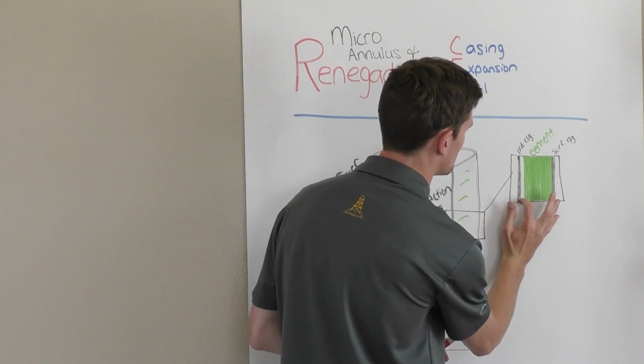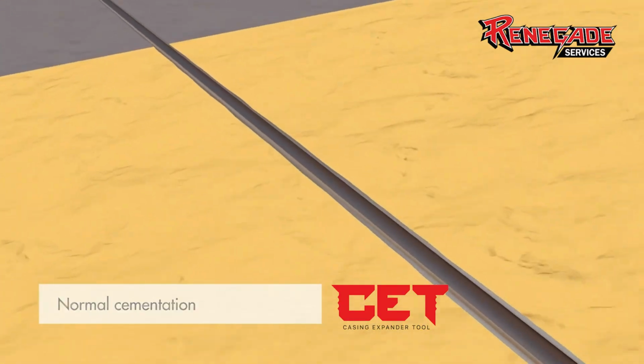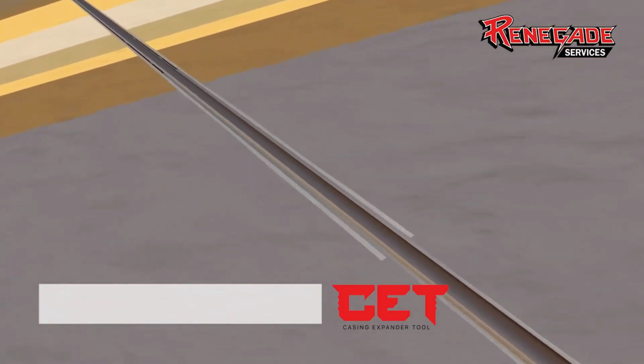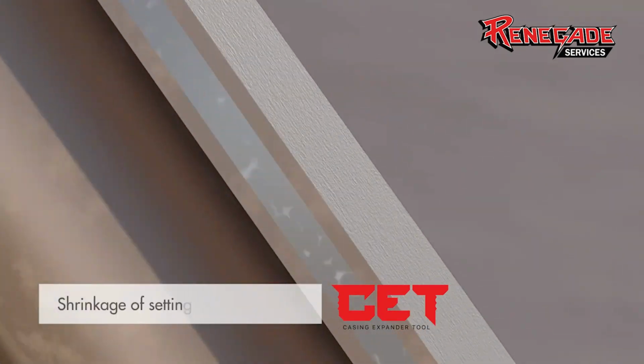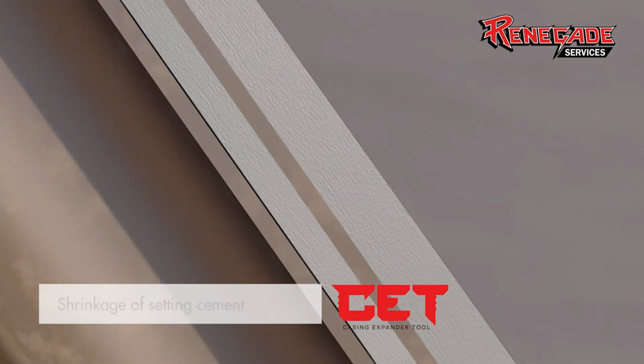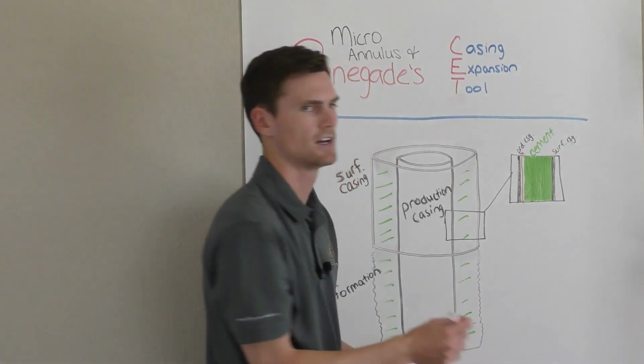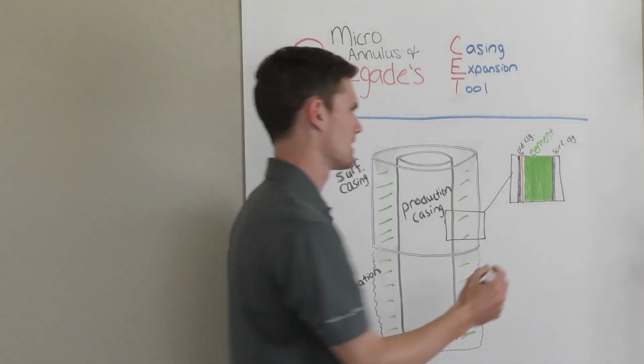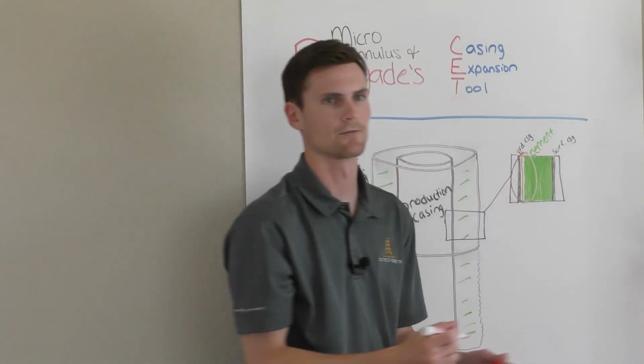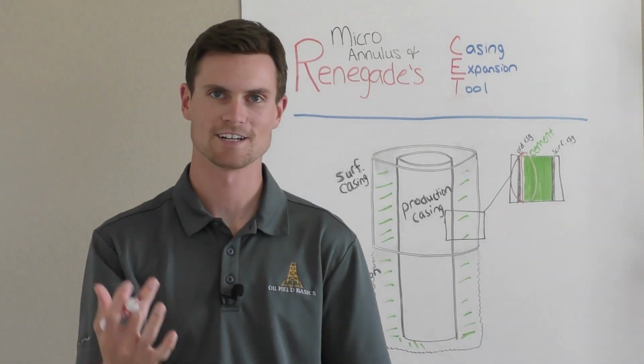There might be a void, either somewhere in the cement. Typically, I think it's found on the outside of the production casing, and the microannulus exists right there. So it's just a channel that allows gas, sometimes liquid, to travel through it. So that's what we're dealing with when we're talking about what a microannulus is.